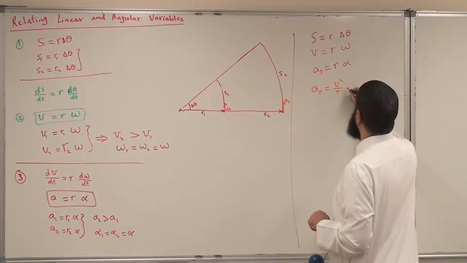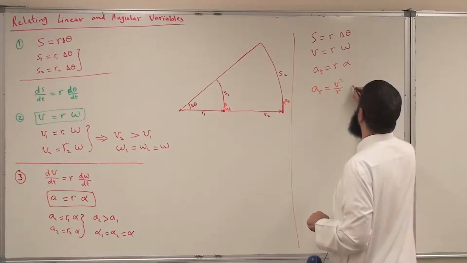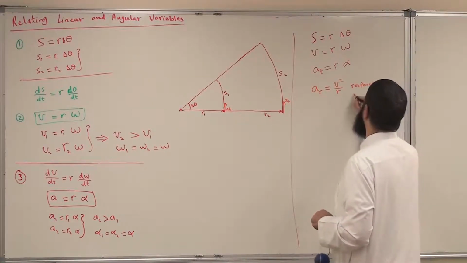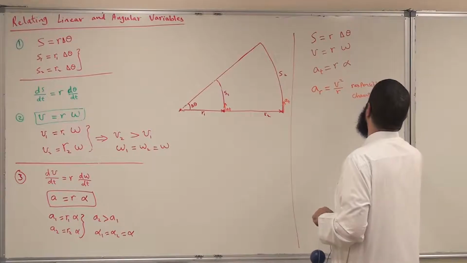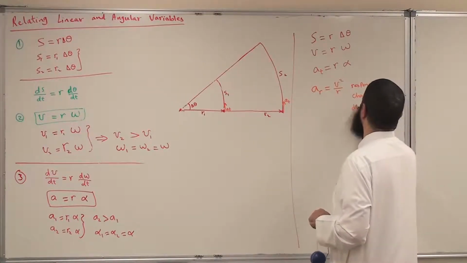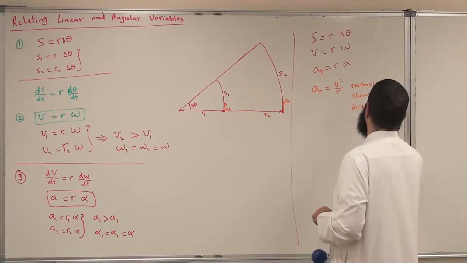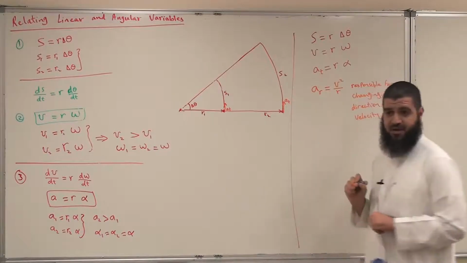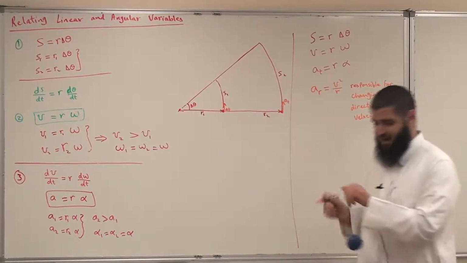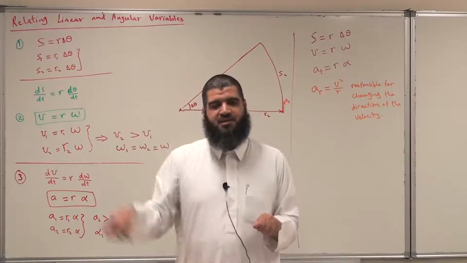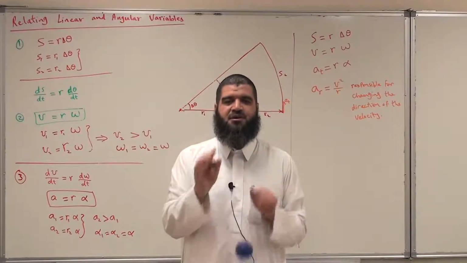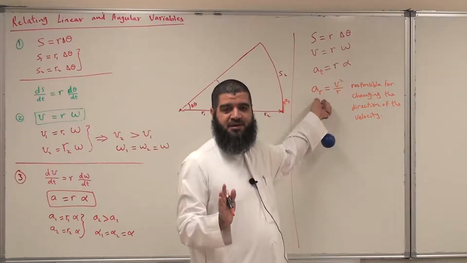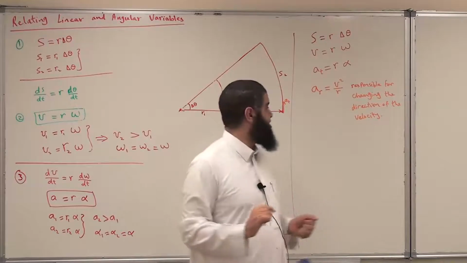So we have radial acceleration, and this is responsible for changing the direction of the velocity. Okay? So always it will be there. If you have an object in rotation or in circular motion, you should have the radial acceleration. It should be always there. Why? Because you have a change in the velocity.